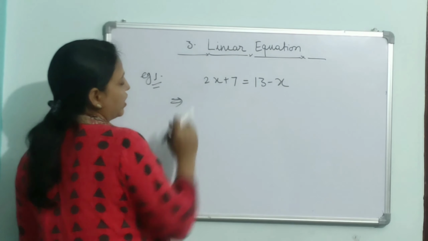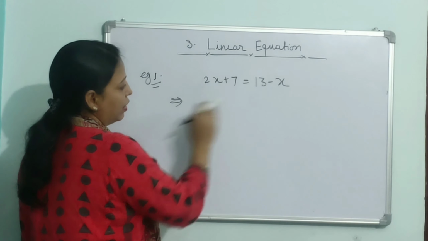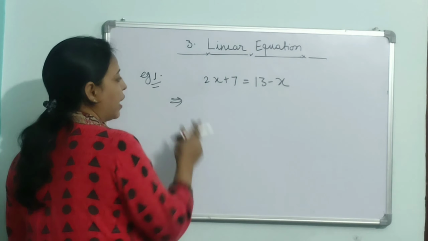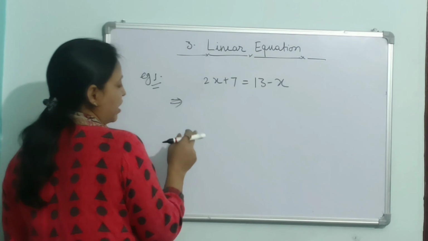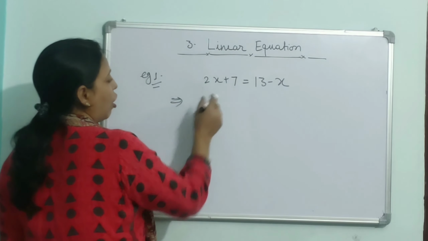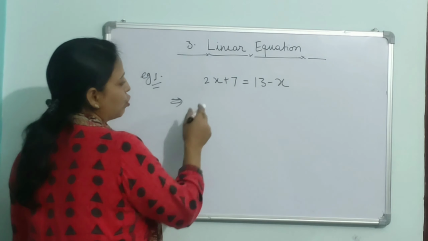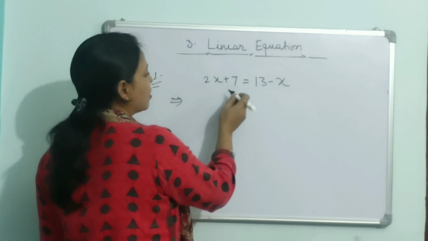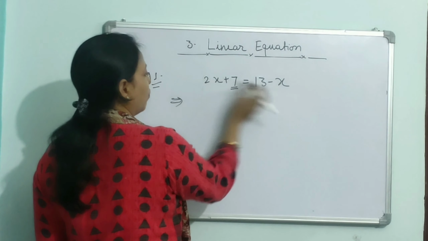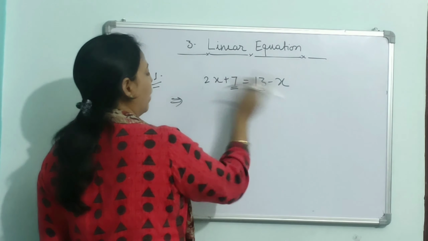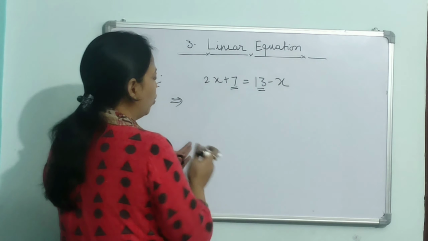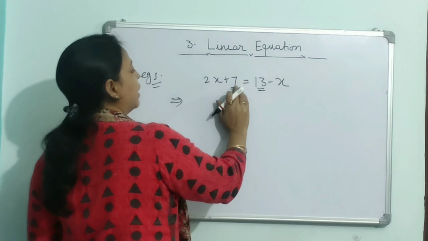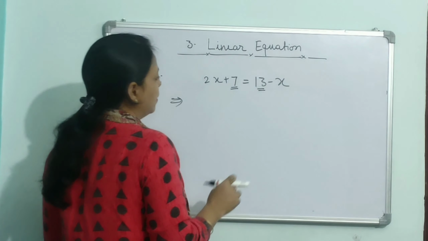The linear equation is 2x plus 7 is equal to 13 minus x. This is your linear equation, and I will use the second rule which I have explained you just now, that is the law of transposition, to solve this linear equation. So how will we do it? We will shift the x on one side and the numbers on the other side. To find the value of x, we will shift the x value on one side and these numbers on the other side.